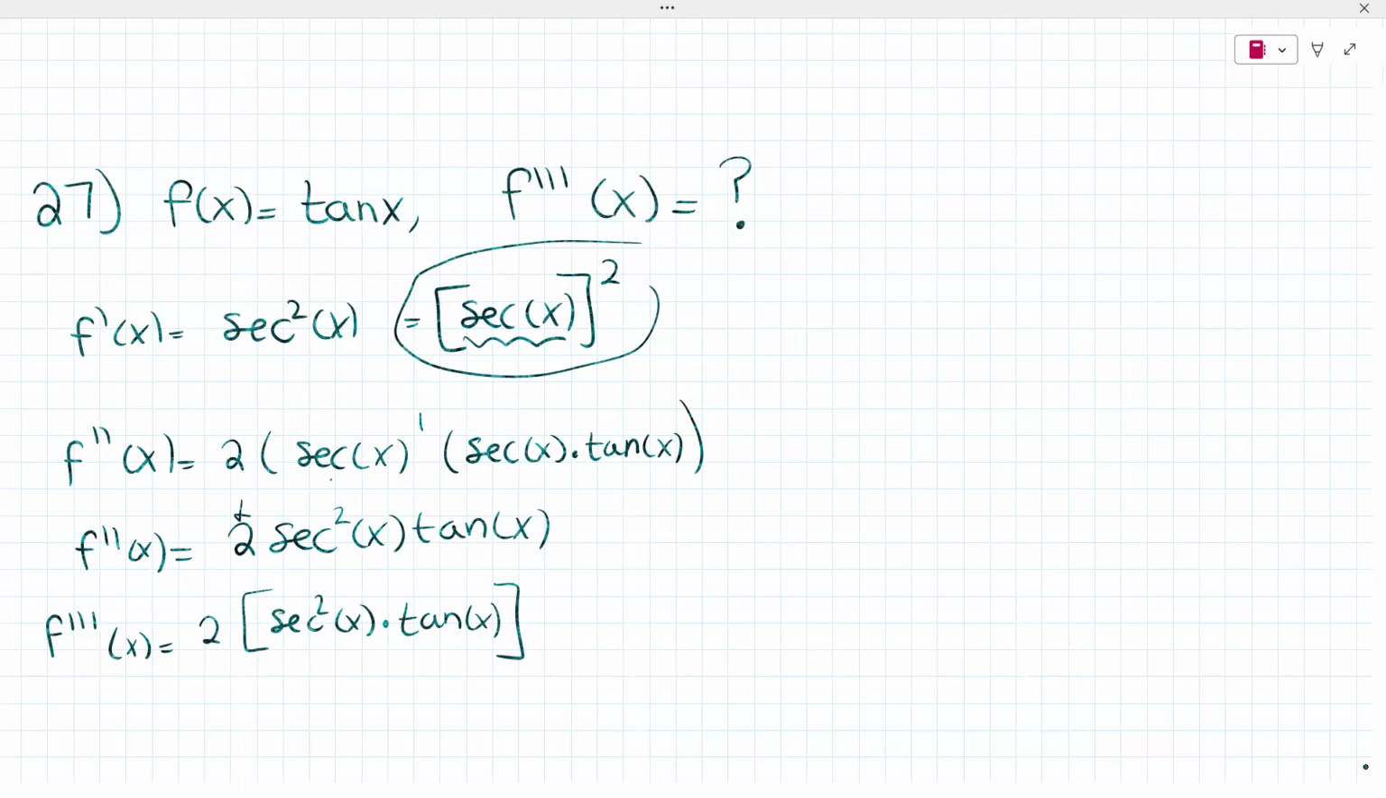So the product rule is f prime of g plus g prime of f. And f is secant square of x. F prime is, what is the derivative of secant square of x? It is 2 secant square of x. Wait, no, that's wrong.